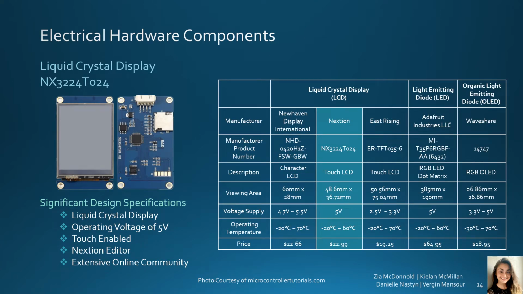Next is our display. First, we had to determine which type of display would be best for our design. After our research, we found that a liquid crystal display would be beneficial for its touch-enabled feature and low cost. Specifically, we chose the Resistive Touch 2.4-inch Nextion liquid crystal display shown here.